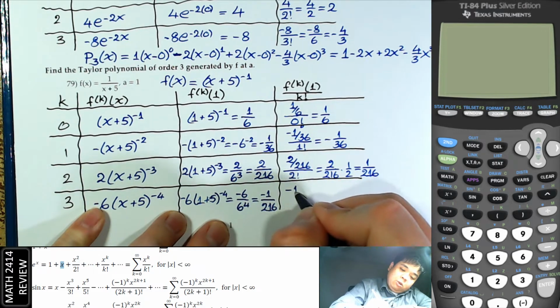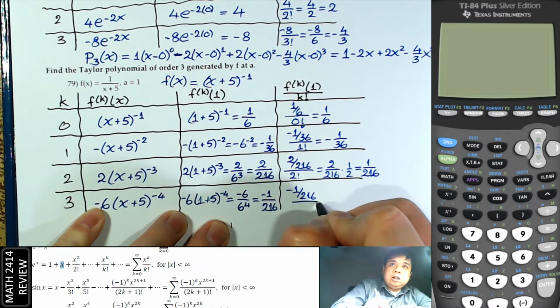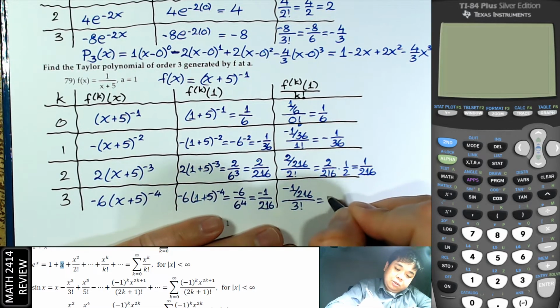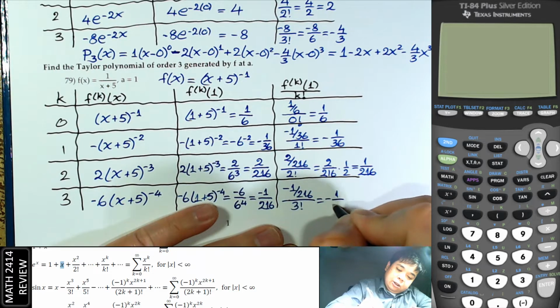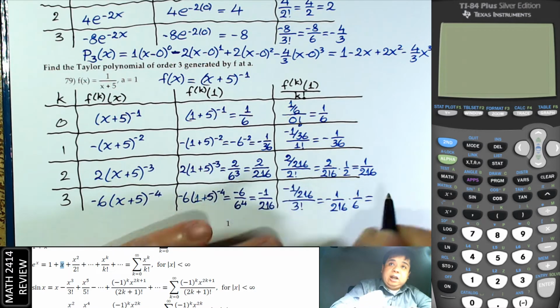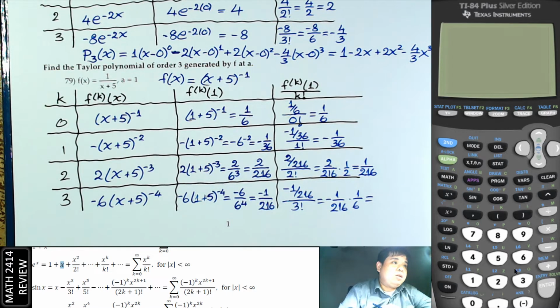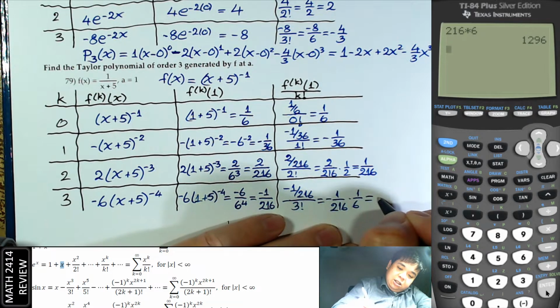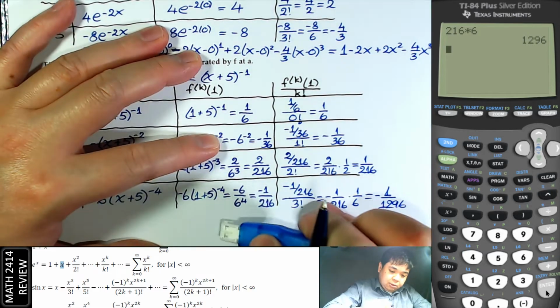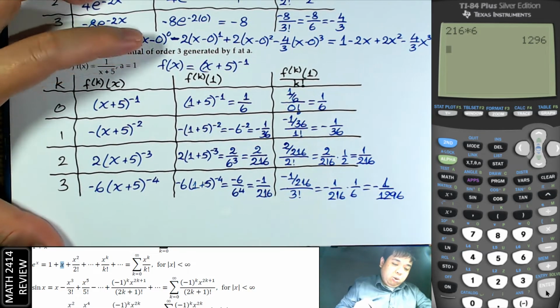Next, negative 1 over 216 over 3 factorial, which is 6. Divided by 6 is multiplied by the reciprocal, and 216 times 6 is 6 to the 4th power, 1296. And the polynomial, this once again is order 3.